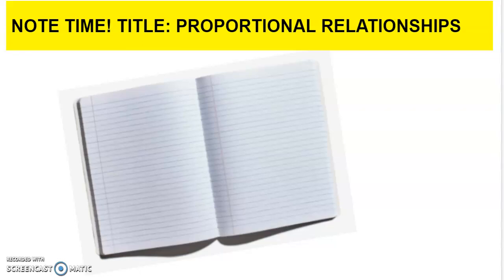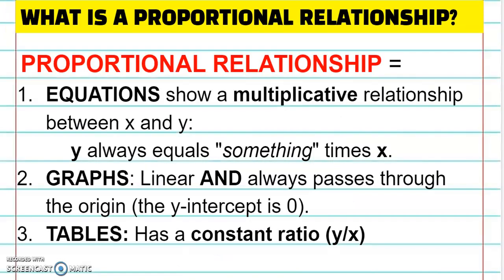Hey, what's up, guys? We're talking about proportional relationships, being able to look at a relationship in a graph, a table, or an equation. Is it proportional or is it something else? These are the main things to look for when you're trying to decide it.